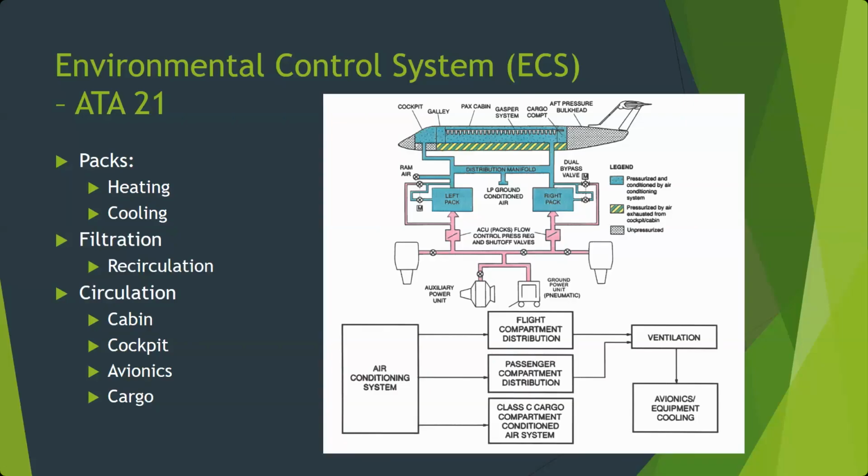So our environmental control system, you can see various components that make it up. We have packs, which provide heating and cooling. We have filtration for what's called recirculation. Any air that's moving around the cabin is going to be moved around, we use that. And then circulation itself, because we need to have air moving to the cabin, to the cockpit, into the avionics bays, into the cargo compartments.